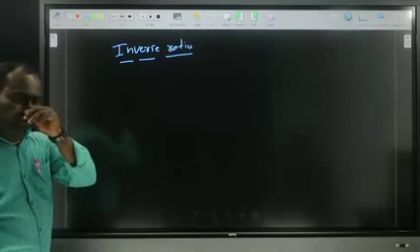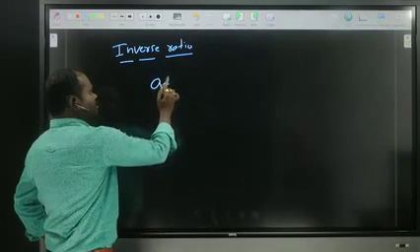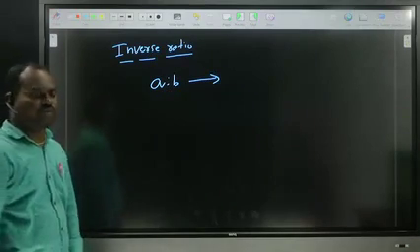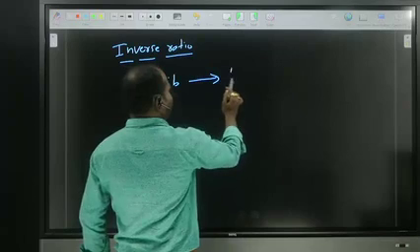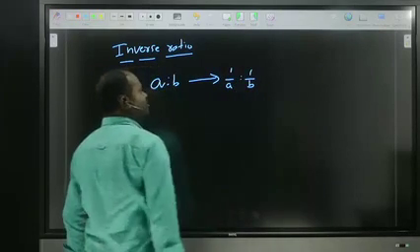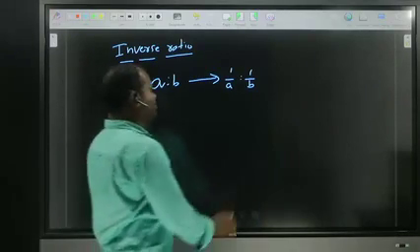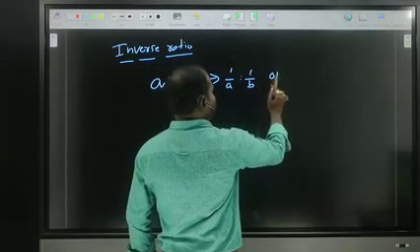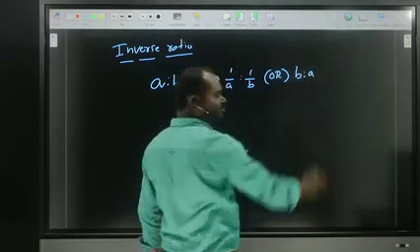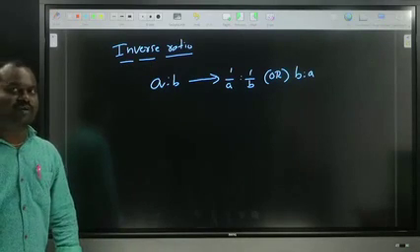Inverse ratio. Now what is the inverse ratio? For example, A is to B. Inverse ratio of A is to B is 1 by A is to 1 by B. Otherwise B is to A.